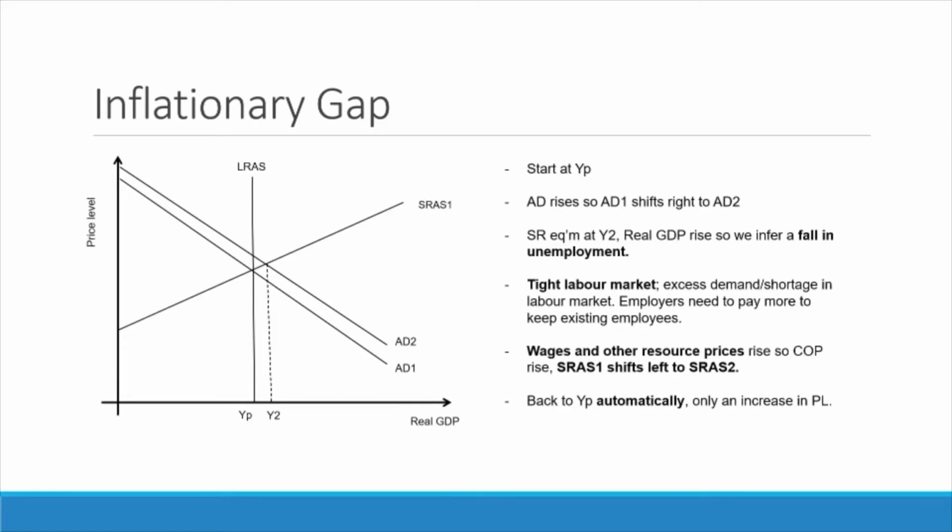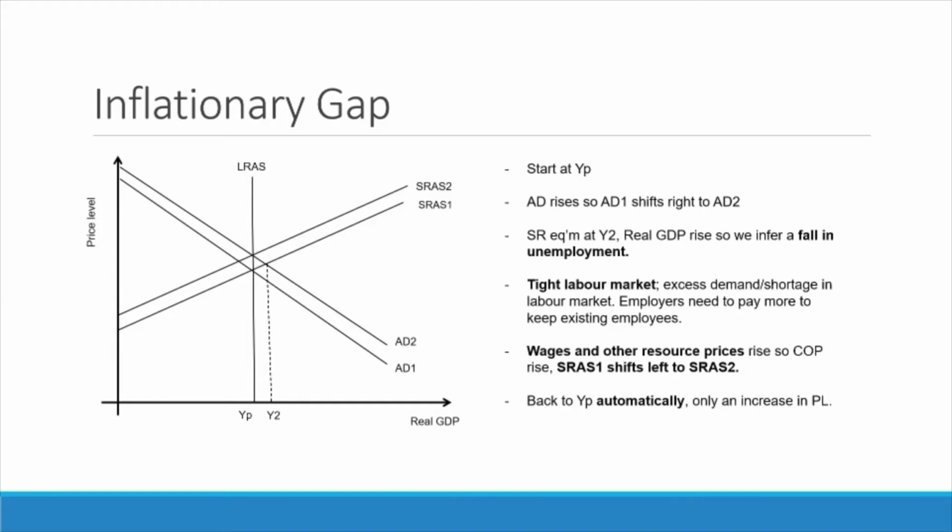Firms therefore have to pay higher wages to keep their existing employees. This is known as a tight labour market. Wages and other resource prices increase, increasing firms' cost of production, causing the short-run aggregate supply curve to shift left. The economy moves back to potential output automatically. Here we only have an increase in price level.